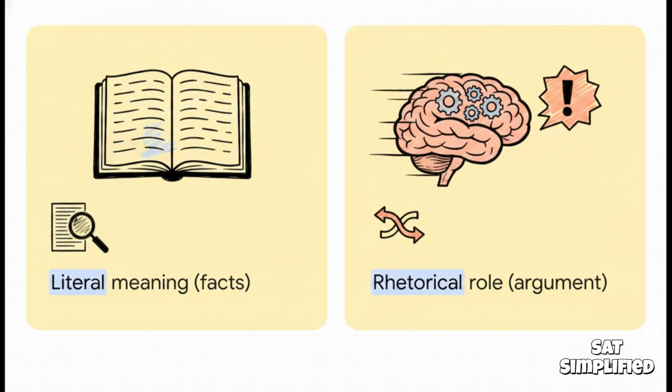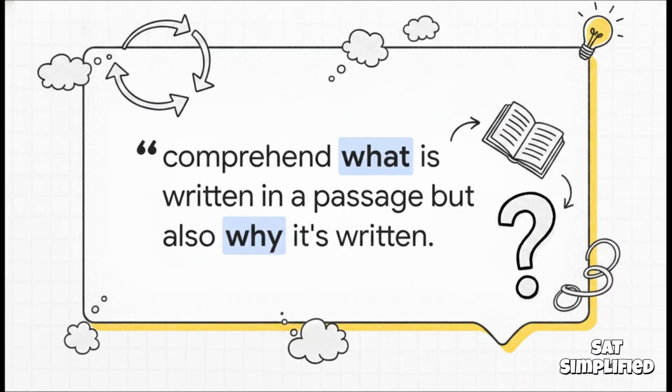Is a sentence there to support a claim? Is it trying to refute a counterargument? Or maybe just provide an example? You really have to see the mechanics behind the words. As this quote brilliantly points out, the SAT not only tests the ability to comprehend what is written, but also why it's written. Function questions demand that you move beyond the literal meaning to grasp the text's larger purpose.